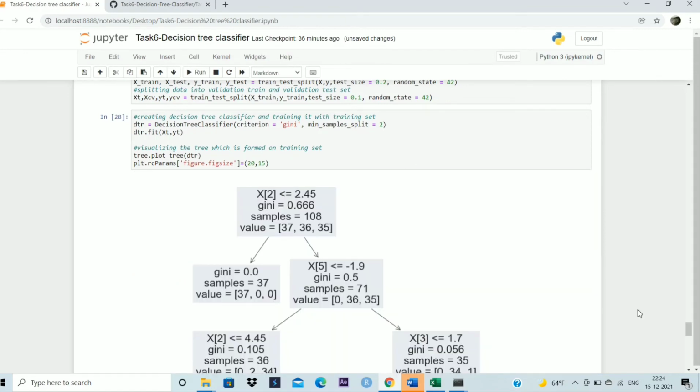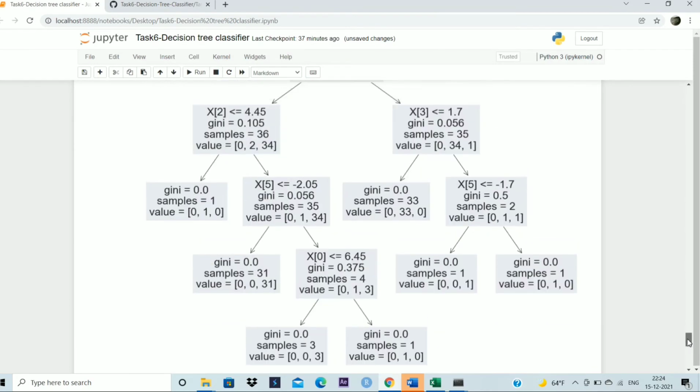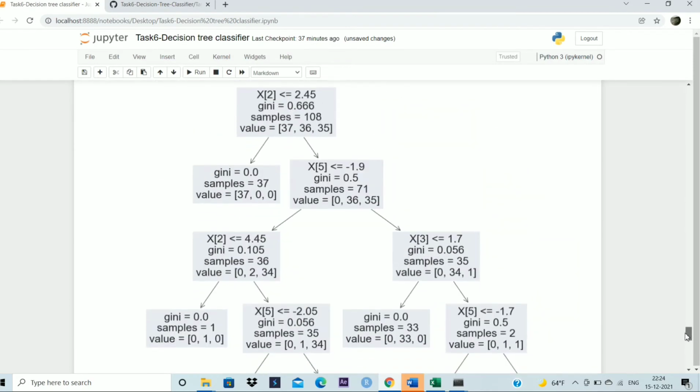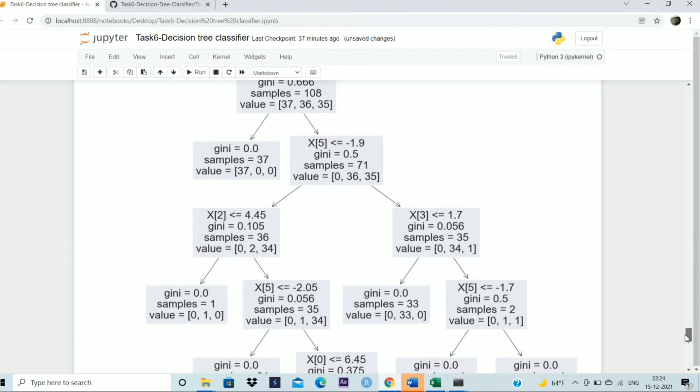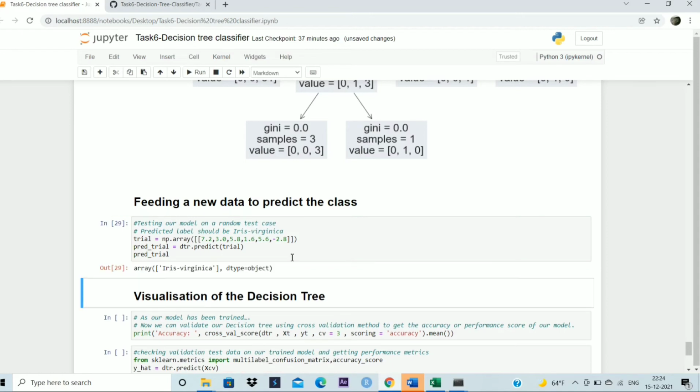So it comes out like this. We can see the Gini coefficient and the sample and the values. Next, I have fed in just sample data and tried to see whether it is giving the right class or not. So it is actually expected that it would give iris virginica. It's given like that, and it gives the right class.